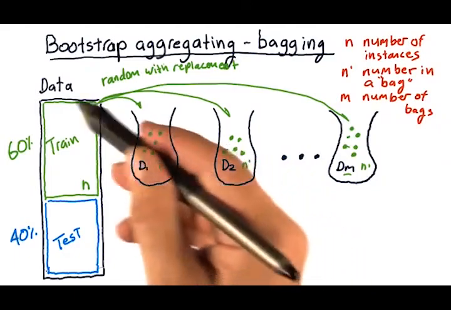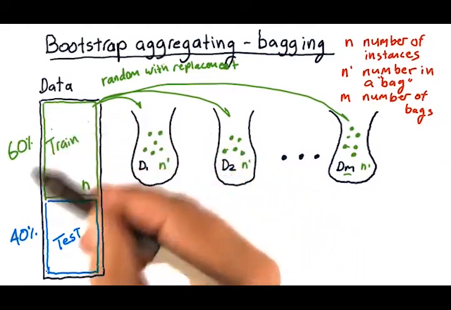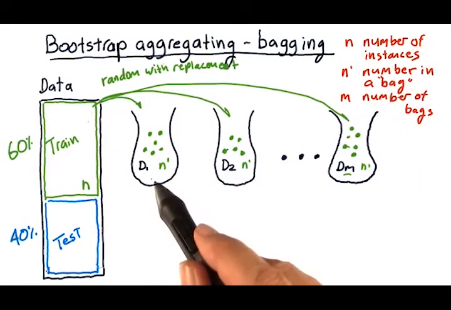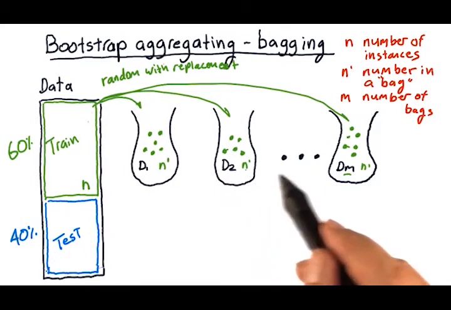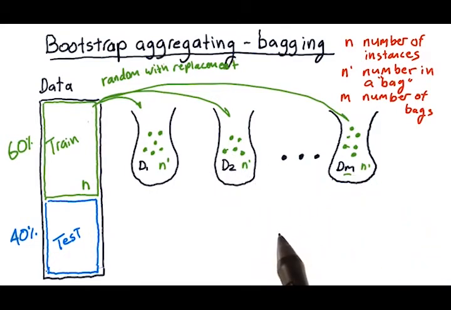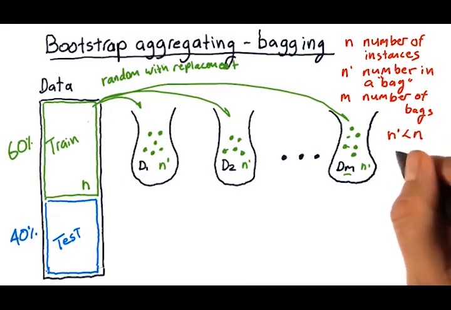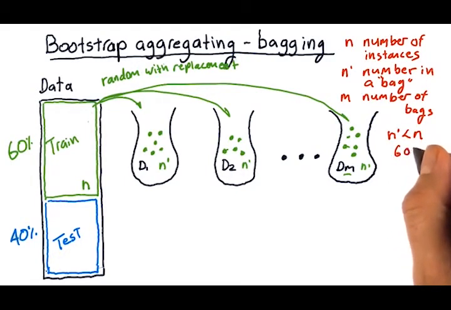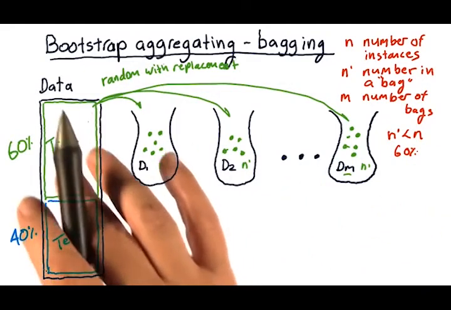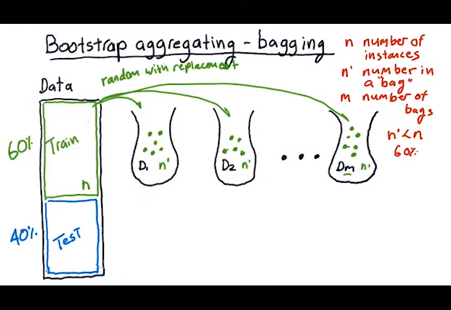So n is the number of training instances in our original data. n prime is the number of instances that we put in each bag, and m is the number of bags. We almost always want n prime to be less than n, usually about 60%. So each of these bags has about 60% as many training instances as our original data. That's just a rule of thumb.